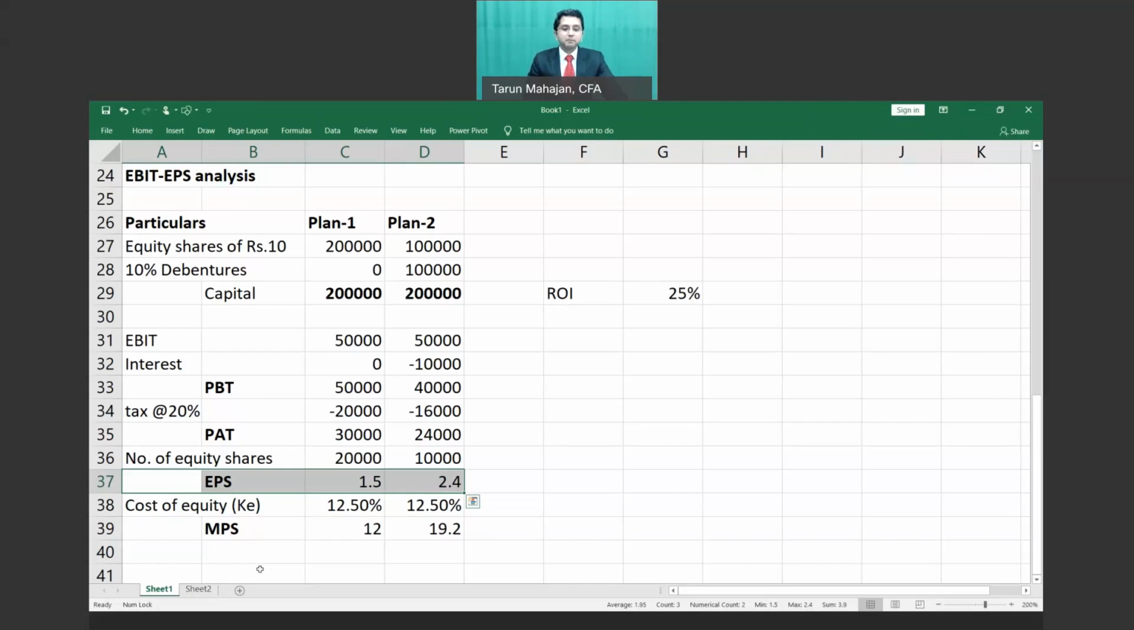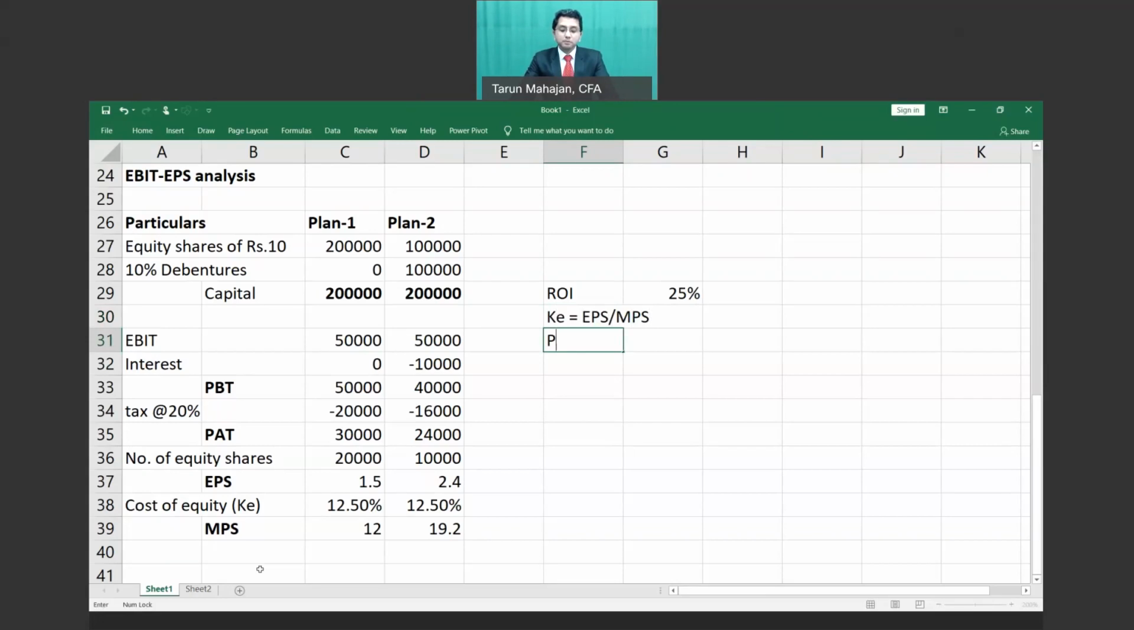Okay. Now, some people do one thing. I'll tell you two formulas. The formula for P is like this. The fair value of a share is equal to EPS divided by cost of equity. If I rewrite this formula, it actually becomes KE, cost of equity, is equal to EPS divided by MPS. This is the earning capitalization approach formula for cost of equity.